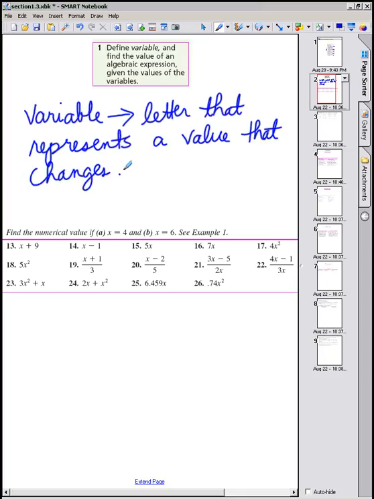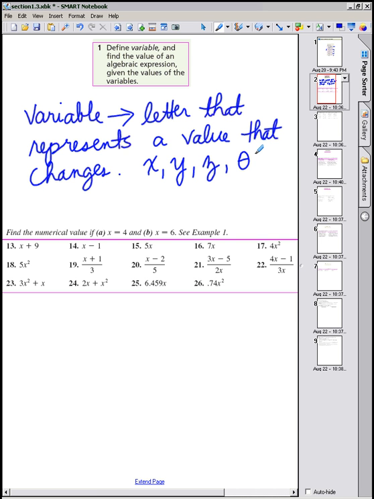The most common variables you're probably familiar with are x, y, and z. We can also use any other letter of the alphabet. You can use Greek letters if you like, whatever letter. If you've seen a symbol like theta, that is also a variable, anything like that.